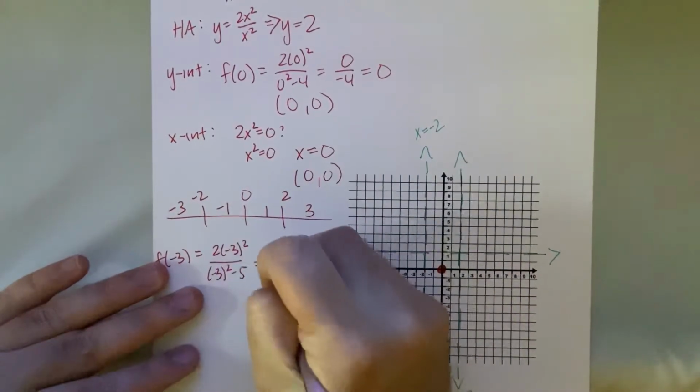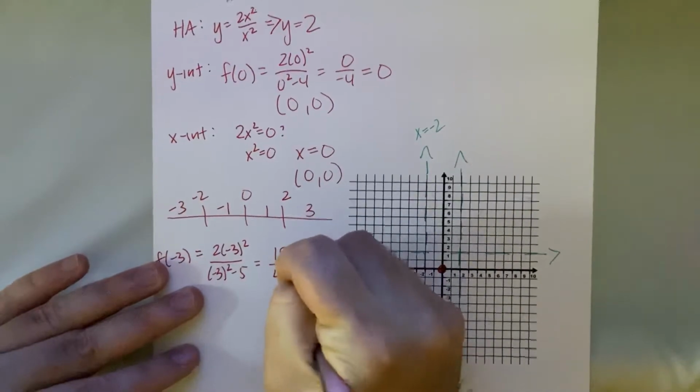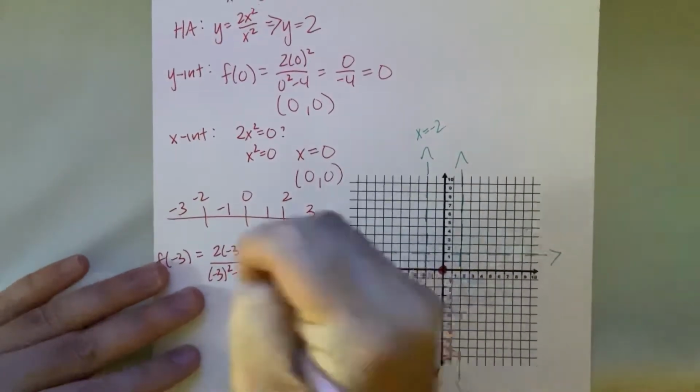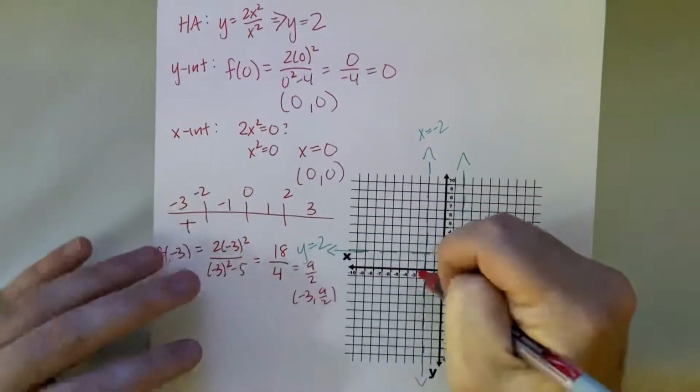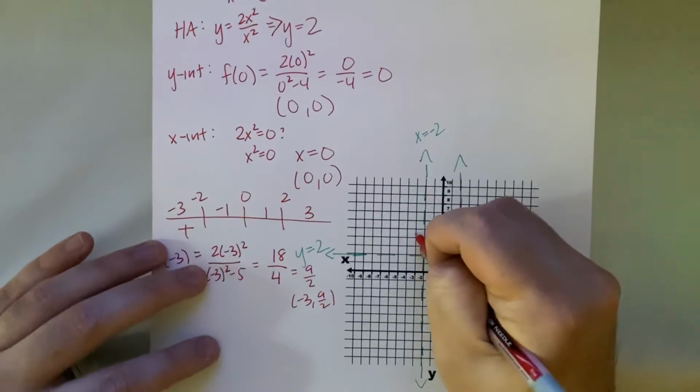That's 9, so this is 18. 9 minus 5 is 4. That reduces to 9 halves. So we have the point -3, 9 halves. So that's positive. We can still plot it though. -3, 9 halves is 4.5. So I'm plotting it right here.